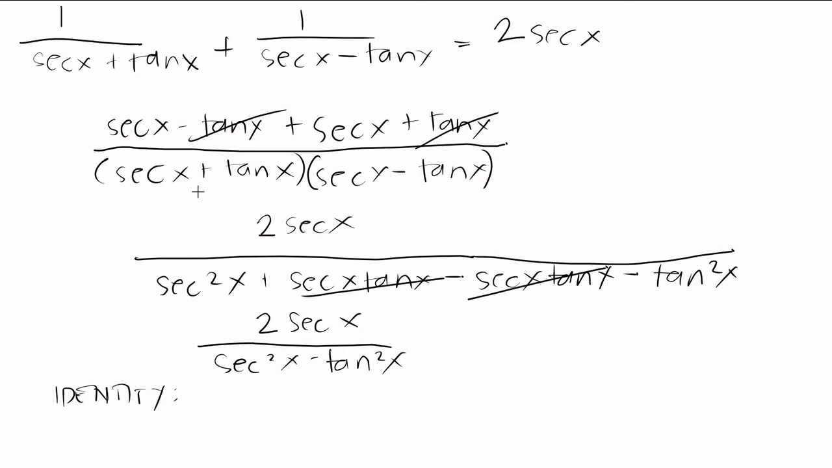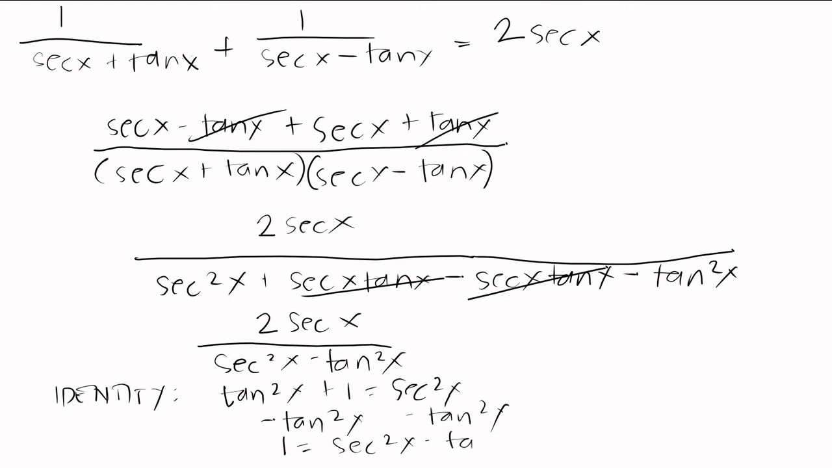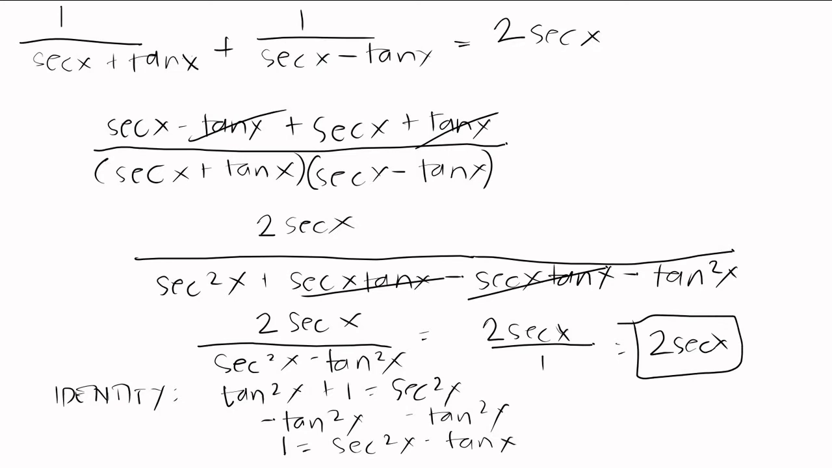Remember that we have a Pythagorean identity, which says that tangent squared x plus 1 is equal to secant squared x. Here we can simplify it further by subtracting tangent squared x from both sides of the equation. Then that will give us 1 equal to secant squared x minus tangent squared x. So we can substitute 1 in our equation, so that becomes 2 secant x over 1, or simply 2 secant x.